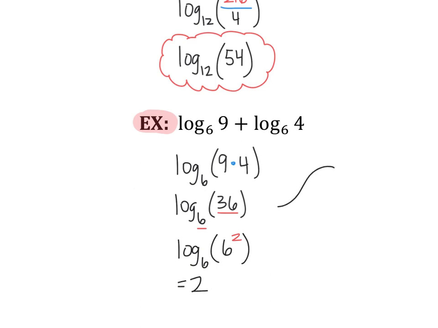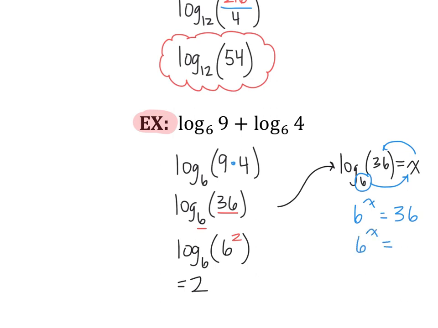The other way we could have looked at it is we could have said, okay, log base 6 of 36, let's make sure we can't simplify this any further, so we set it equal to x. Then we convert from log form to exponential. So we get 6 to the x equals 36, and we know we need to get common bases. So we get 6 to the x equals 6 squared. Now that the bases are the same, we can set those powers to be the same. Either way, we can simplify this log expression further.